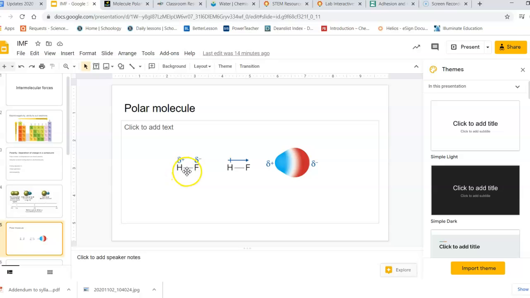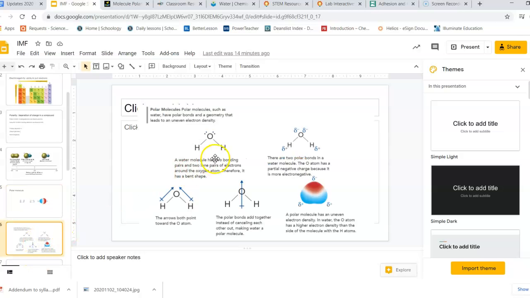This is hydrogen bonded with fluorine. Hydrogen is very weak in terms of electronegativity. Fluorine is very strong, so it's going to pull electrons towards fluorine, so the molecule is going to be very polar. There will be a positive pole and a negative pole.